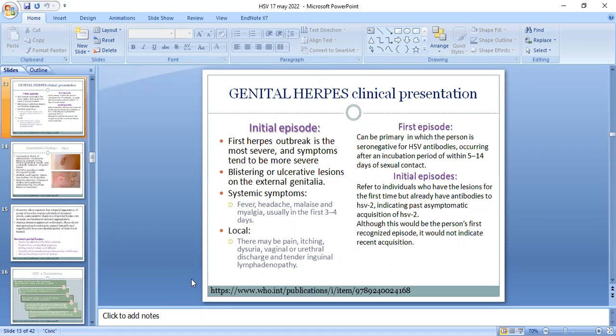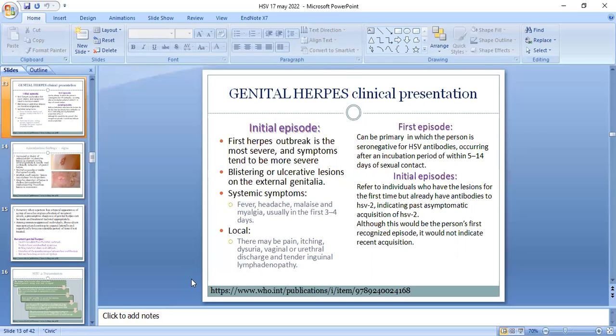Genital herpes clinical presentation. The initial episode. The first herpes outbreak is the most severe and symptoms tend to be most severe. Blistering or ulcerative lesions on the external genitalia. Systemic symptoms that may occur are fever, headache, malaise, and myalgia, usually in the first 3 to 4 days. The local symptoms may be pain, itching, dysuria, vaginal or urethral discharge, and tender inguinal lymphadenopathy.